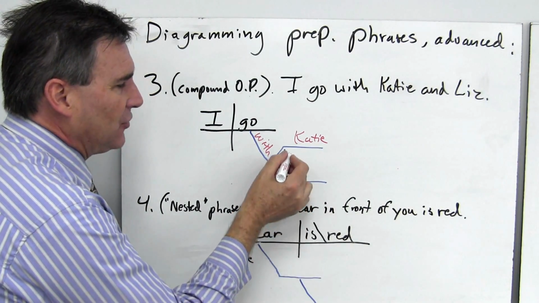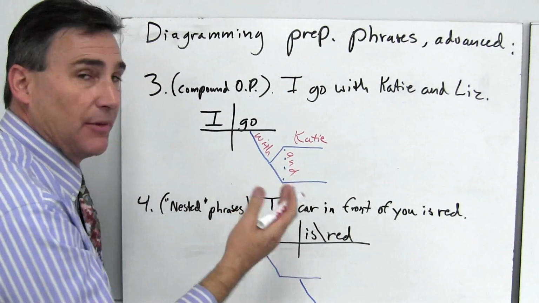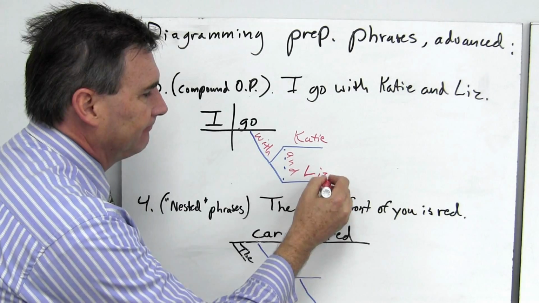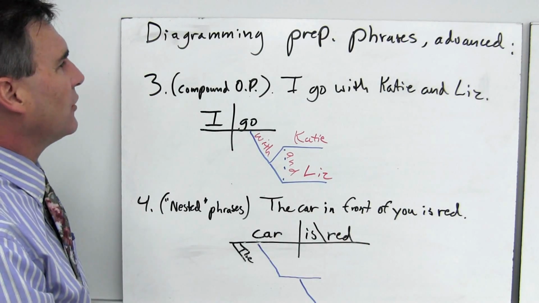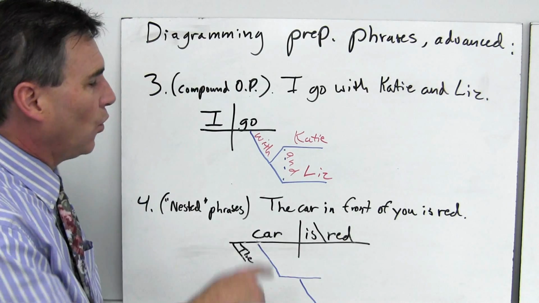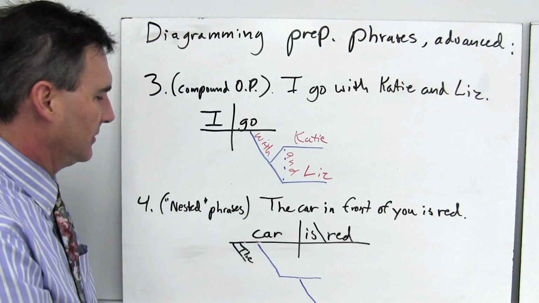And so we put the and, you can choose maybe to write it the other way. Since I'm on this side, I'll write it down. Katie and Liz. So there we have it. That's how you do a compound object with a prep phrase. I go with Katie and Liz.